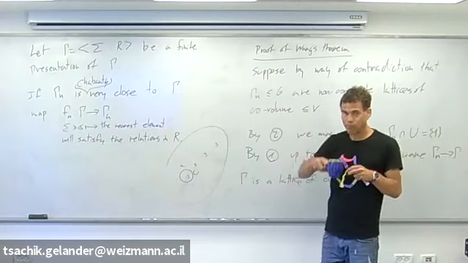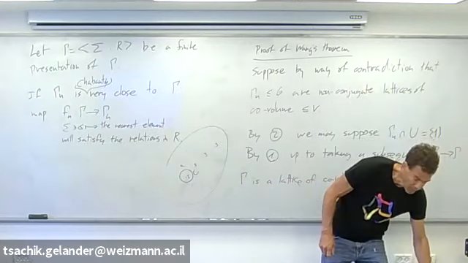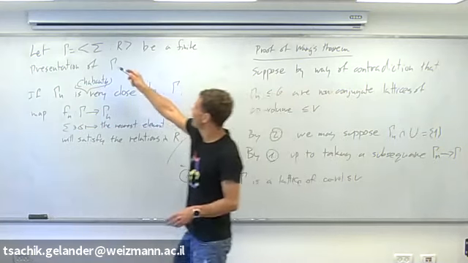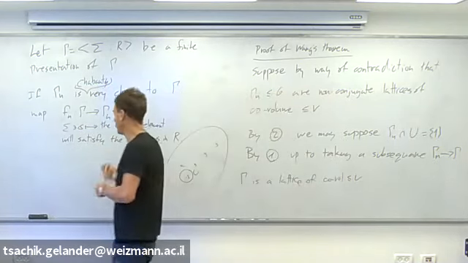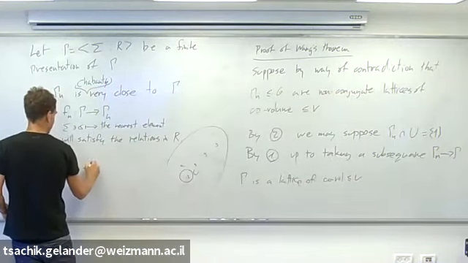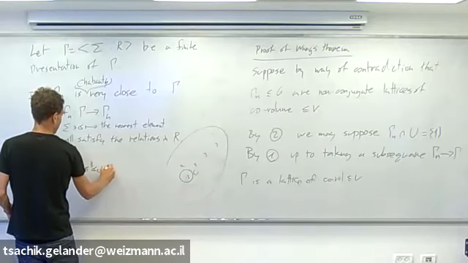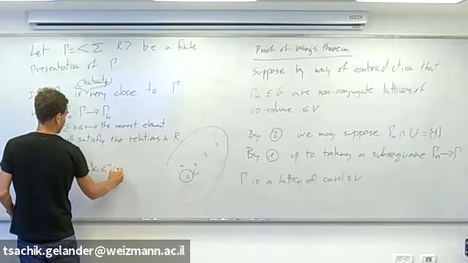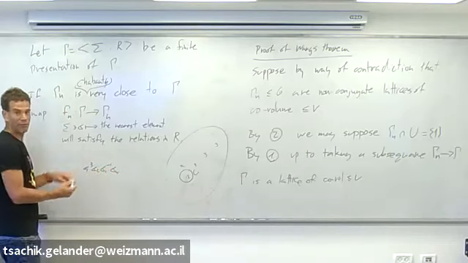What do you mean we'll satisfy the relations now? And what is a relation? A relation is some word in the generator. Let's say sigma 1 cubed, sigma 2, sigma 1 inverse, sigma 4. That's for instance a relation.